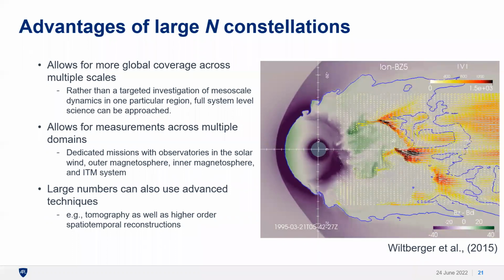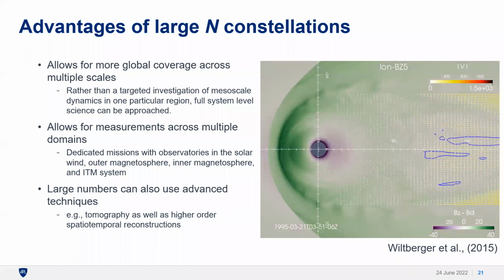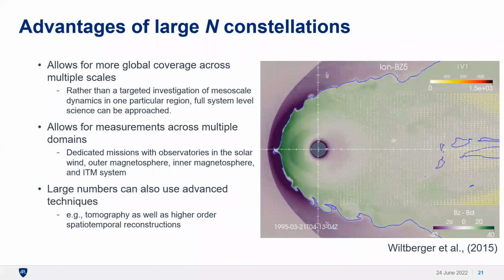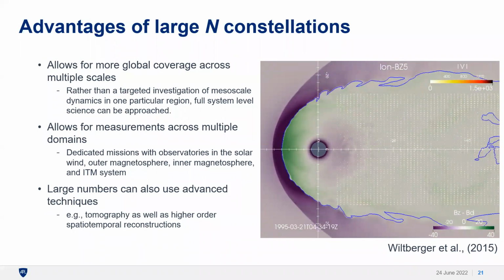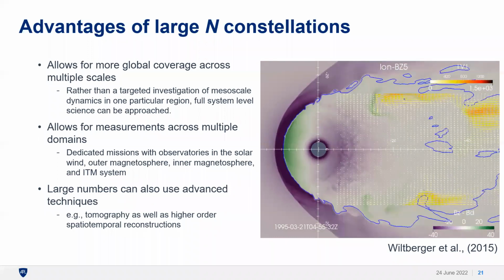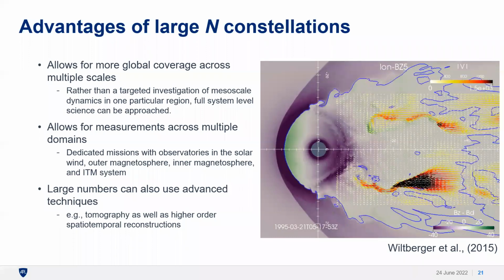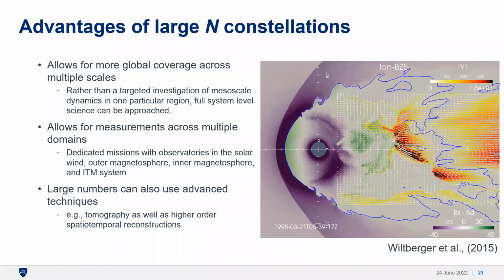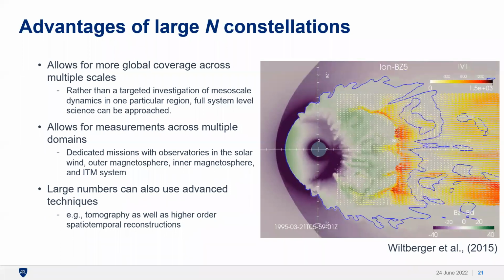With that, this would allow you to not only get this global coverage and look for these mesoscale variabilities, but it also allows you to fan them out and look within different subdomains of the magnetosphere to really see on a system level how each of these subsystems impacts the next. And if you can even think of constellations so massive that you're spanning solar wind to outer magnetosphere to inner magnetosphere and really try to tie everything together, this also allows even more advanced techniques. You can do more advanced tomography and higher order spatial temporal reconstructions because you have so many measurements.